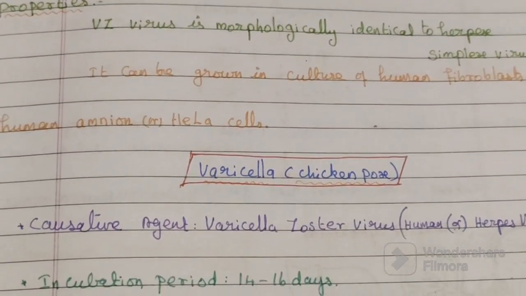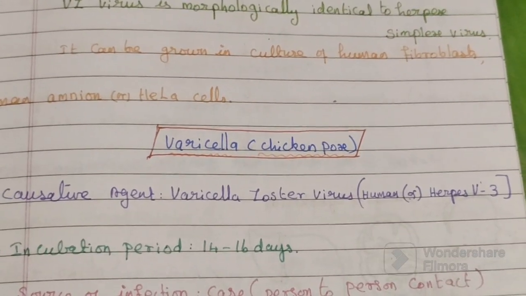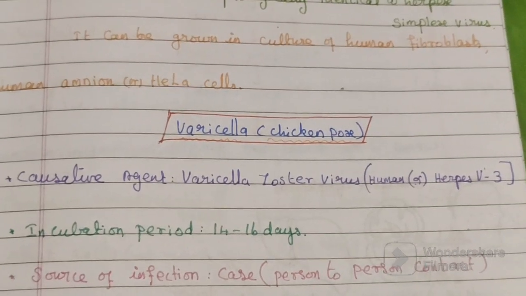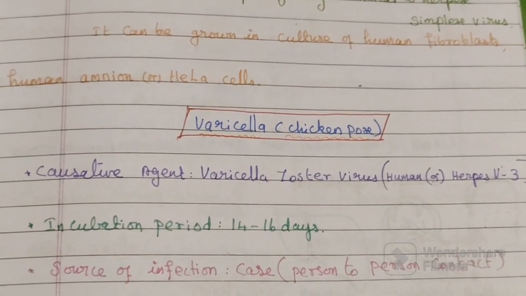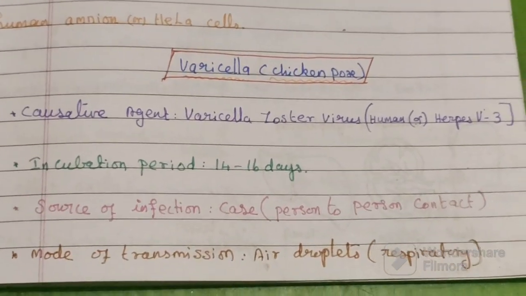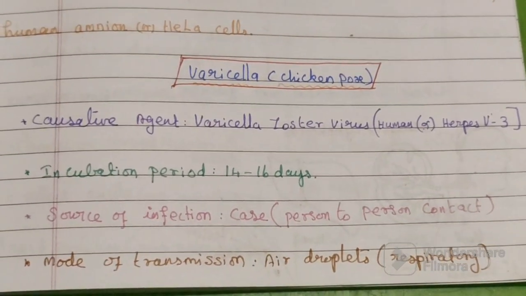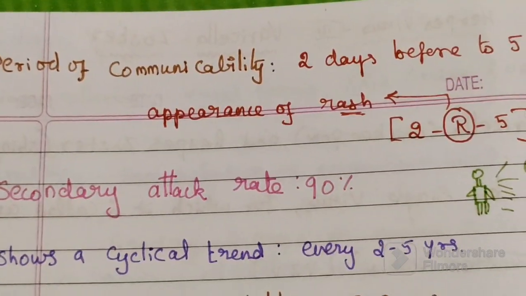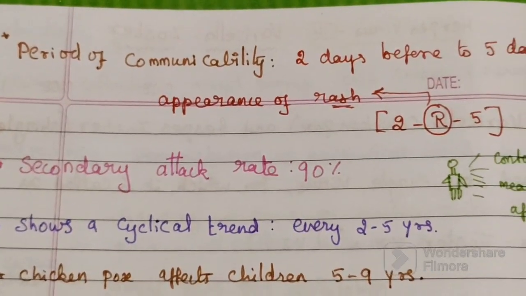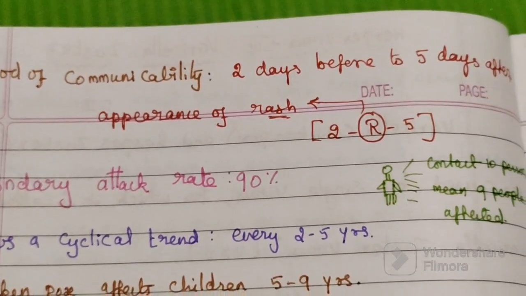Varicella chickenpox, causing agent: varicella zoster virus, human gamma herpes virus 3. Incubation period 14 to 16 days. Source of infection: cases, that means person to person. Mode of transmission: air droplet through the respiratory tract, spread by droplet infection.